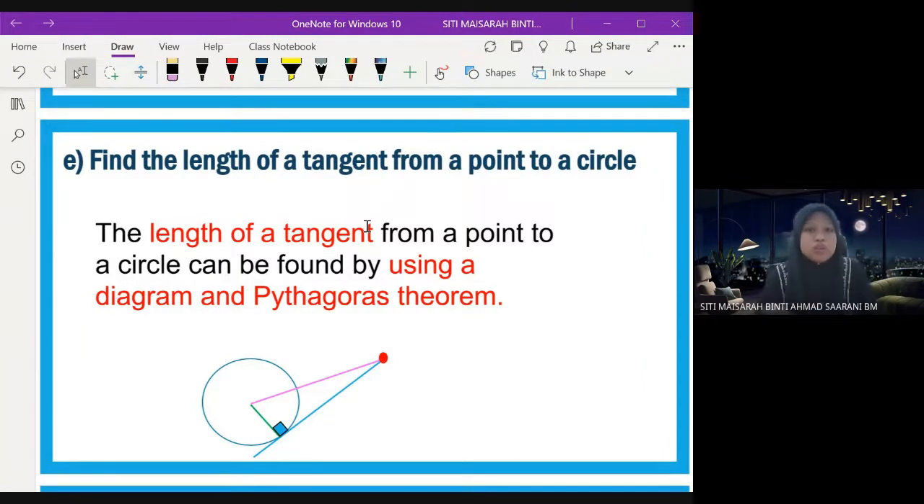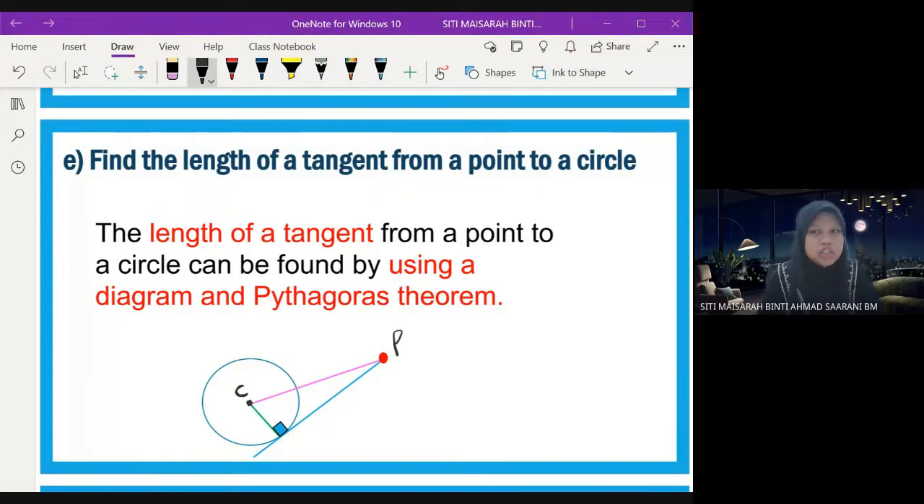Bila dah lukis untuk awak ni. Okay. So dia akan bagi point P. Biasanya dia akan bagi point P. This is point P. And then circle, equation of circle. Okay, bila equation of circle dia ada center. Kat sini center. C, center. Okay. Dia akan tanya length of tangent. Length of tangent adalah yang warna biru ni. Yang warna biru, this is length of tangent.